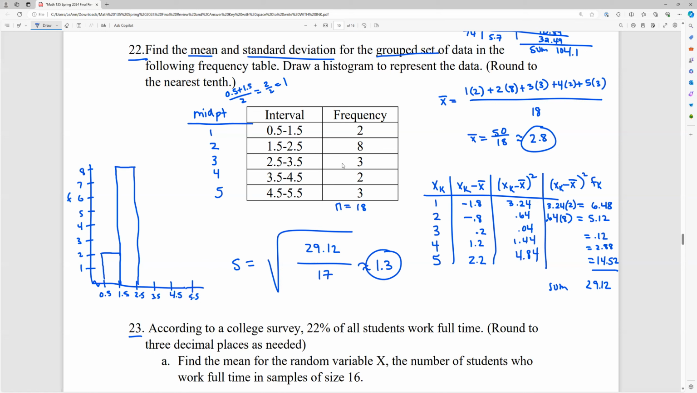So these are our frequencies over here. For 2.5 to 3.5, we have a height of 3. For 3.5 to 4.5, we have a height of 2. And for the last one, we have a height of 3. Okay, so there's my histogram.